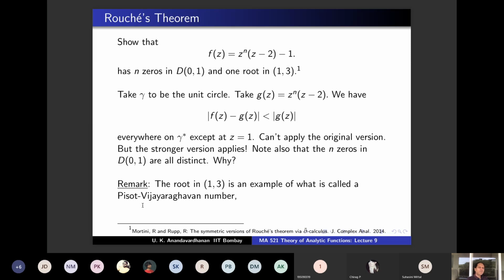And so what we have shown here, by Rouché's theorem, is this root which is bigger than 2 is an example of a Pisot-Vijayaraghavan number, because this polynomial has all integer coefficients. Coefficients are -2 and -1, so all integer coefficients. And this number is a Pisot-Vijayaraghavan number because all the other roots of this polynomial have modulus strictly less than 1. Okay, so named after Charles Pisot and T. Vijayaraghavan.